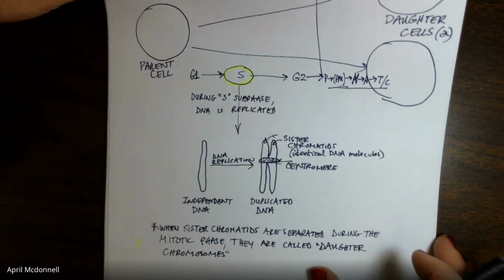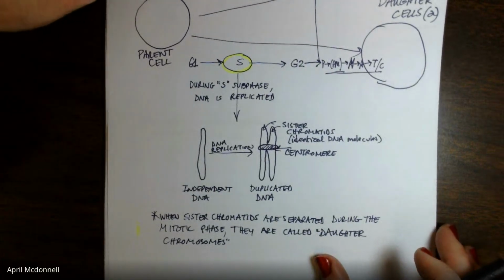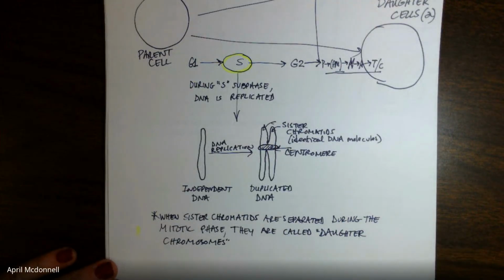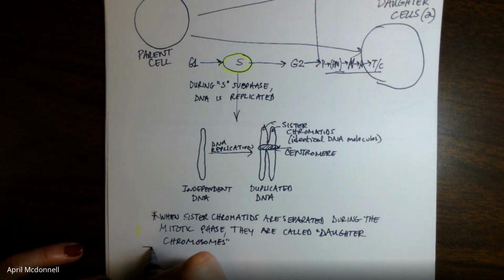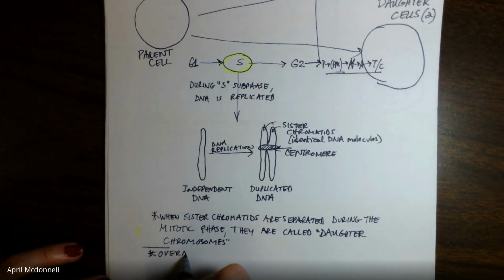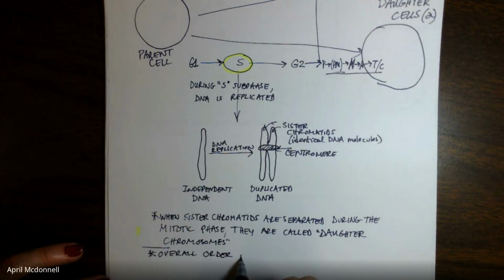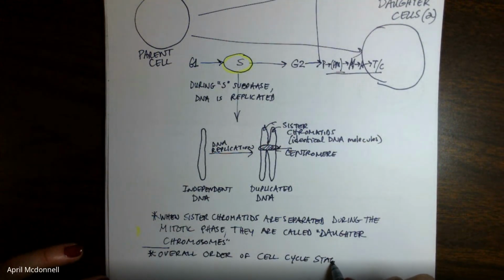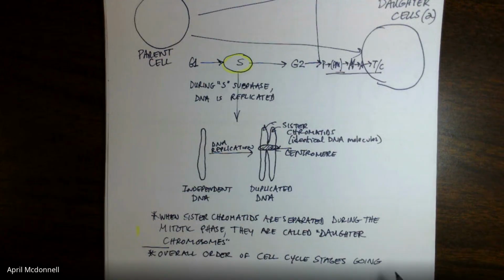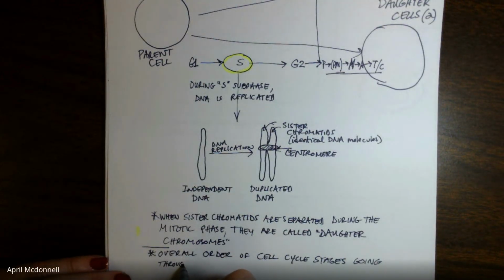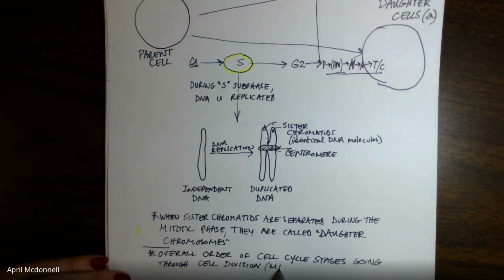So let's go ahead at this point, even though we have not talked about the specific stages of the mitotic phase, let's talk about the overall order of the cell cycle going through cell division. In this case, the cell division type is called mitosis.